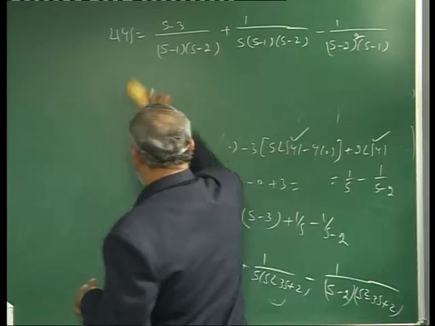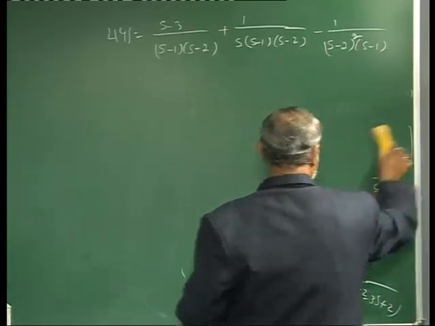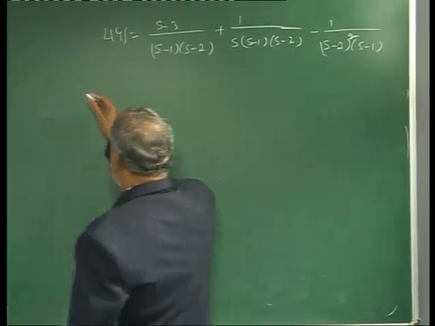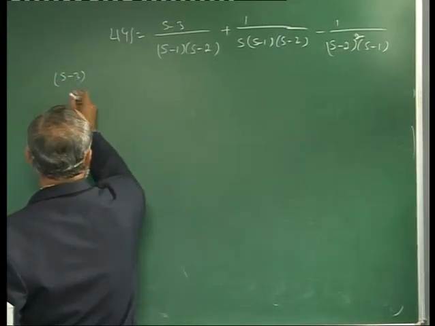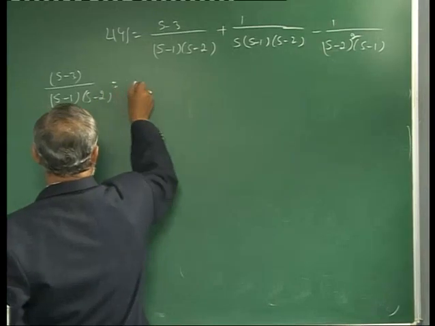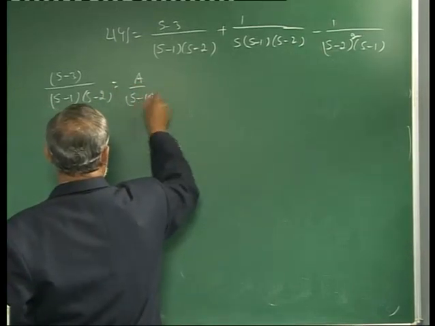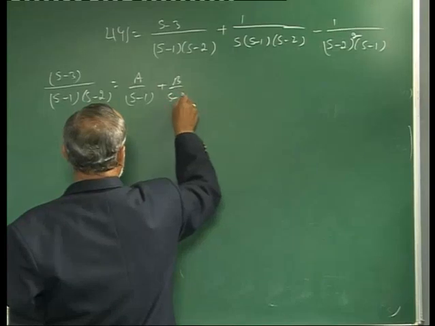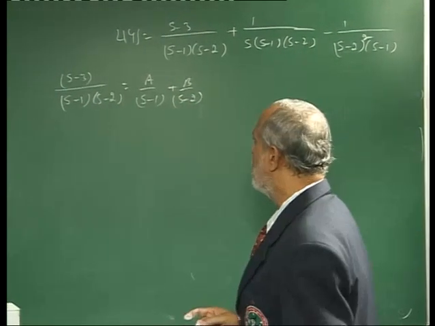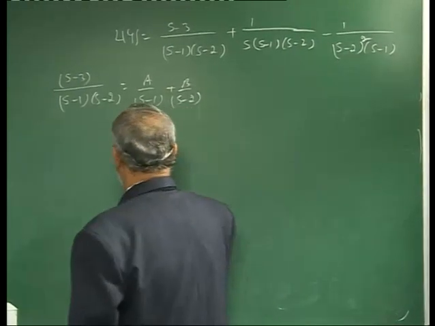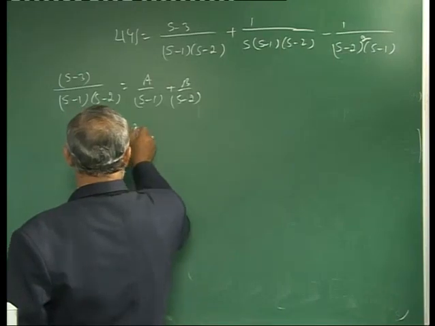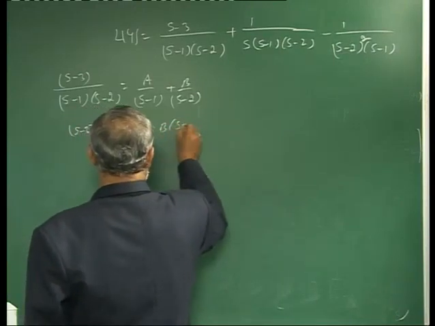Now (s minus 3) divided by (s minus 1) into (s minus 2) can be written as a by (s minus 1) plus b by (s minus 2). Multiplying throughout the equation by (s minus 1) into (s minus 2), then s minus 3 is equal to a into (s minus 2) plus b into (s minus 1).